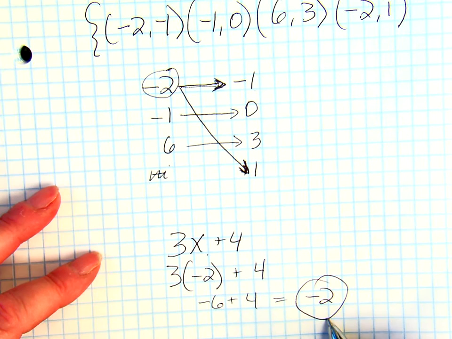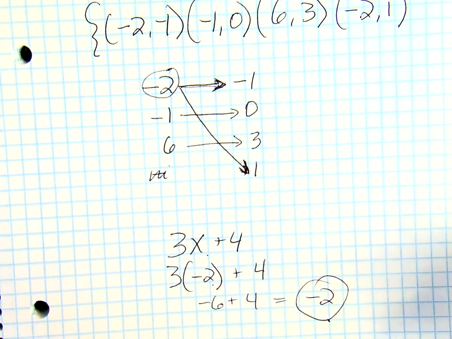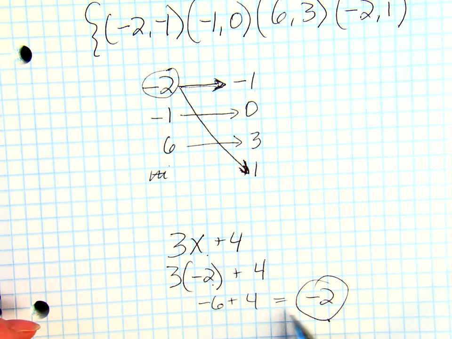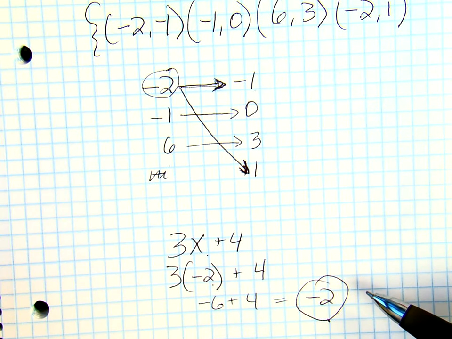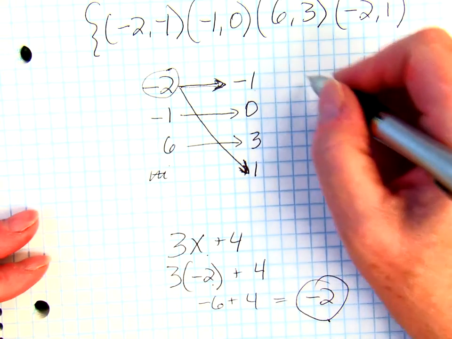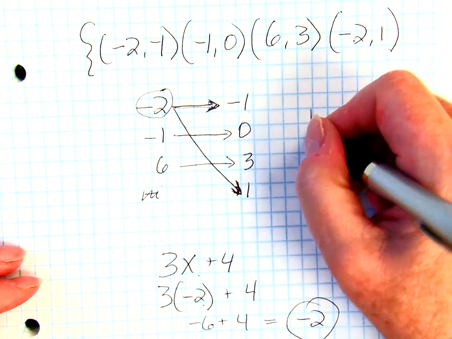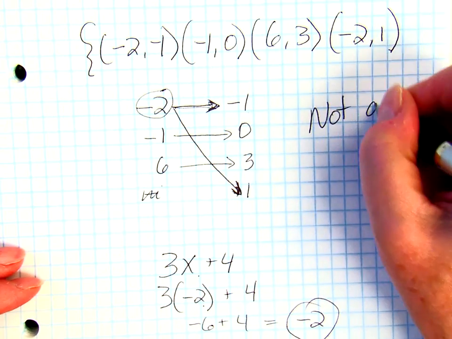There is absolutely no way that if I put -2 into this function, I would get any other answer. I put -2 in and I got -2 out. That's kind of crazy, but it works. So I will never get another answer. So this relation is not a function.